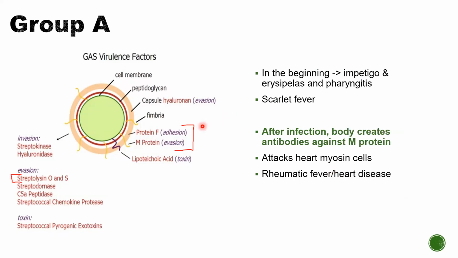First thing, it has protein F. Protein F, as you can see here, is for adhesion, so it helps the pathogen adhere to the cell it's trying to invade. Protein M is used for evasion. Who knows the meaning of evasion, not invasion? Evasion. Do you guys know?